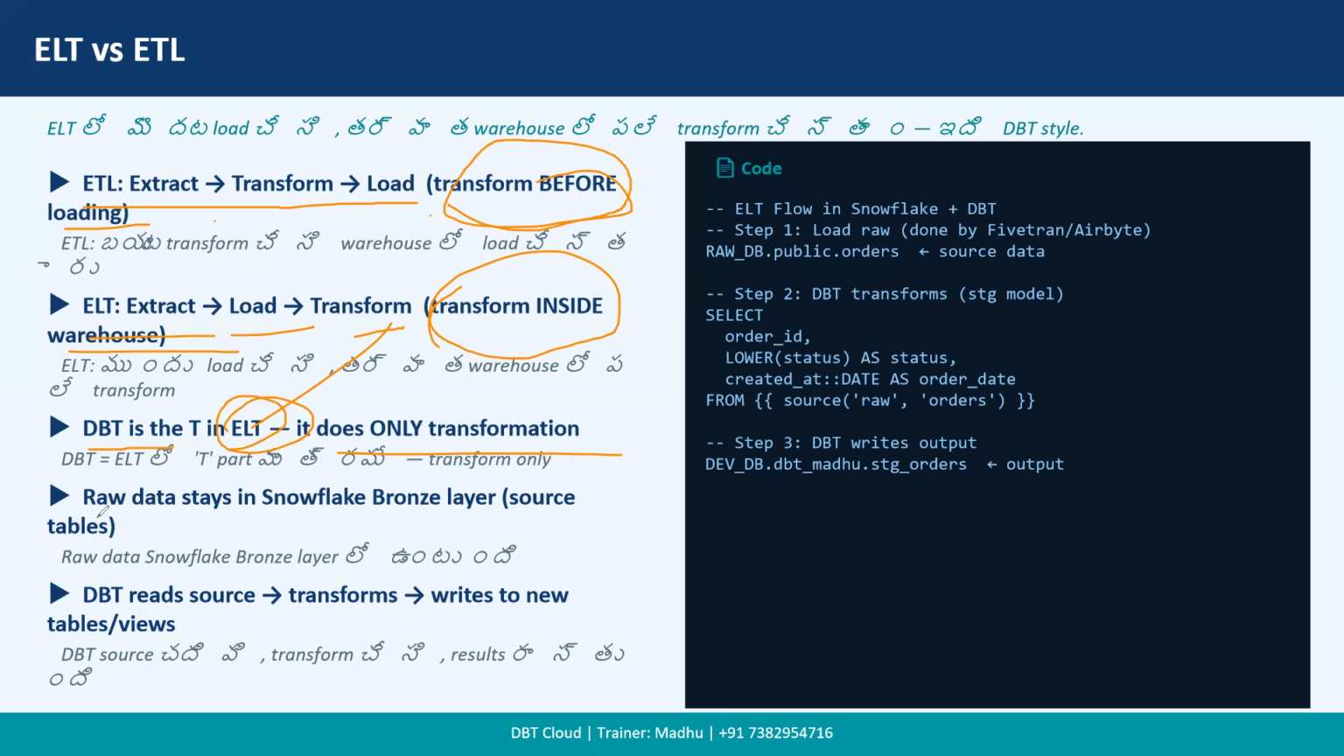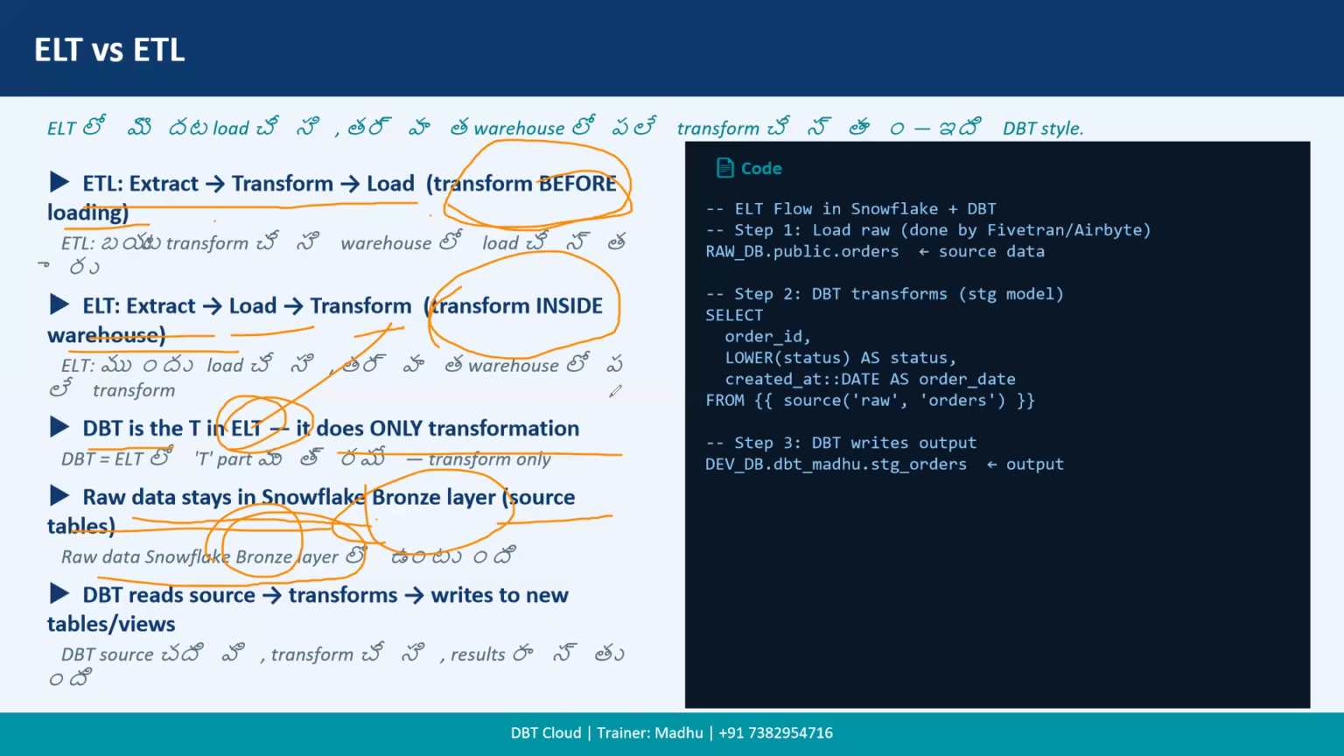Your raw data stays in Snowflake. There is a bronze layer, so source tables we are going to have. First, we will load data from S3 to Snowflake, right? Those layers we can call the bronze layer. Inside the bronze layer we are going to have the raw data. So after we have data in the bronze layer, what do we do next?